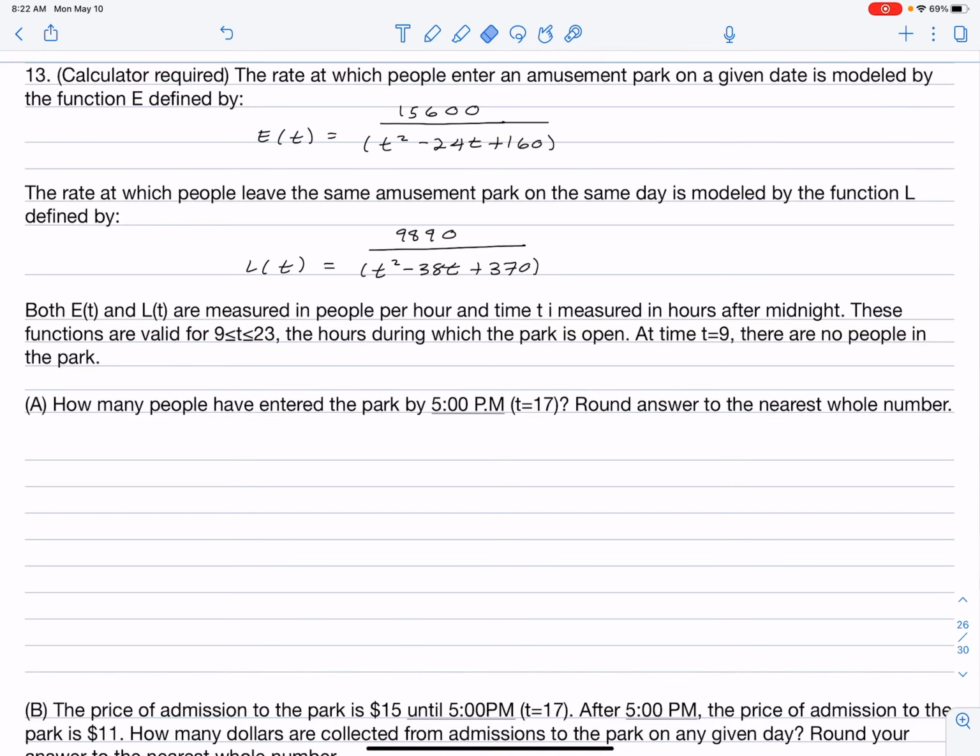Okay, so today we are going to talk about number 13. A couple notes in regards to number 13. So this is a calculator problem. Of course, it requires a graphing calculator.